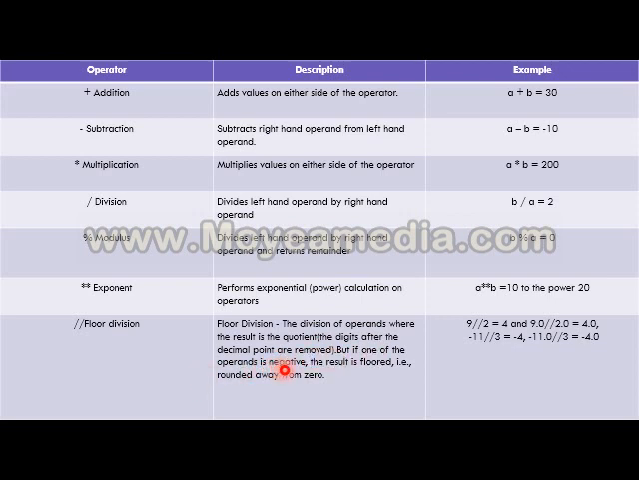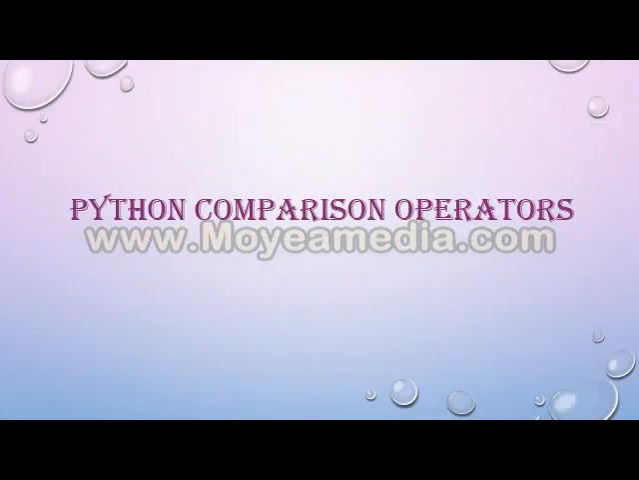But if one of the operands is negative, as here minus 11 divided by 3, we get minus 3 point something. In that case, the result is floored, that is rounded away from 0. Means if we get minus 3 point something, then it is rounded away from 0, so here we have written the integer value, that is minus 4. Now comes the Python comparison operators.